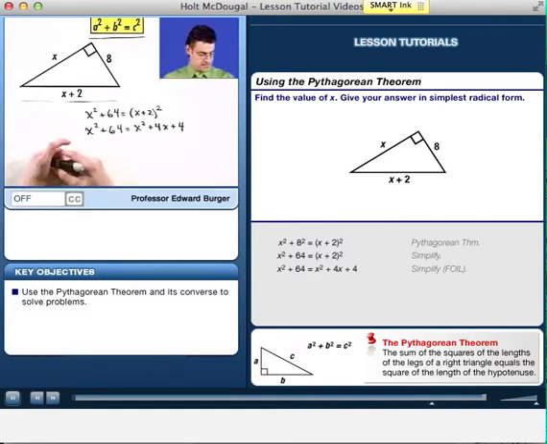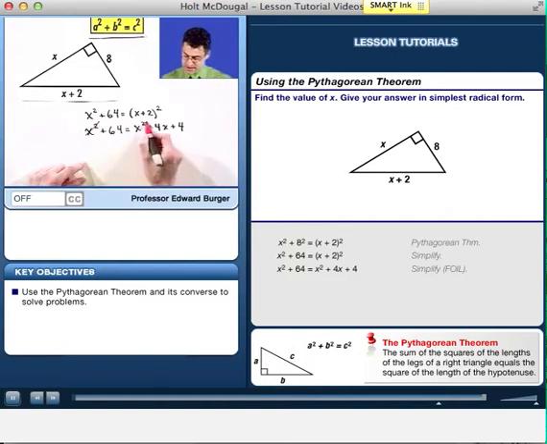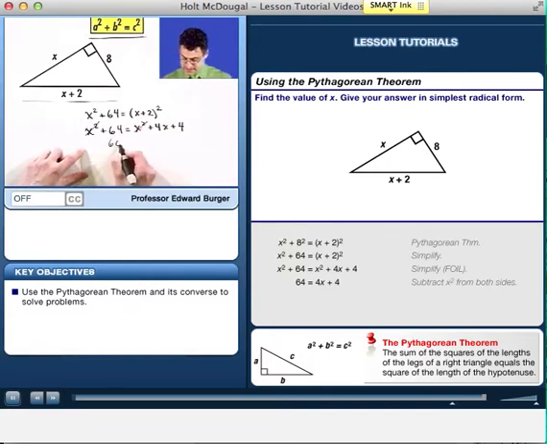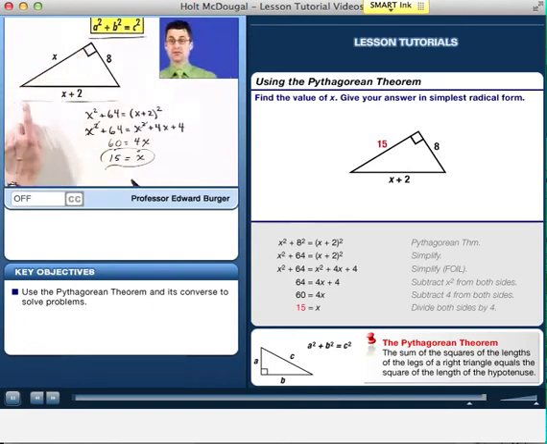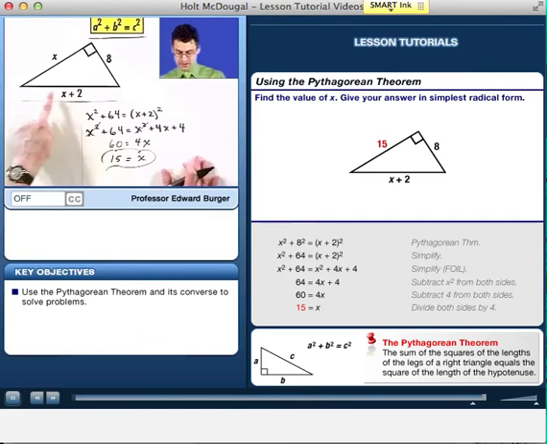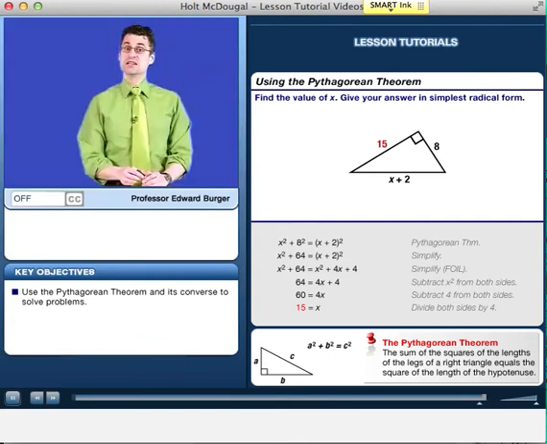Now notice that if I subtract x squared from both sides, they actually cancel. So this potential quadratic-looking equation turns out to actually not even be quadratic at all. I'll just subtract 4 from both sides to get rid of that constant there, and I'll see 60 equals 4x. If I divide both sides by 4, I see that x equals 15. So x equals 15. If you actually want to know what the hypotenuse is, the hypotenuse would be 2 more than 15, also known as 17.